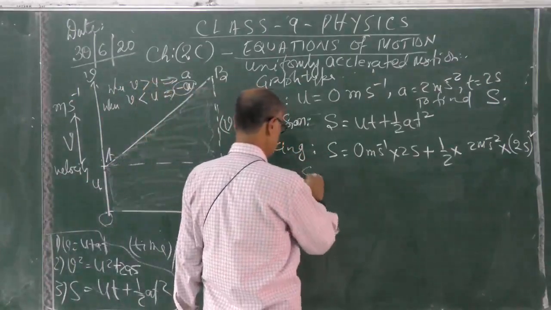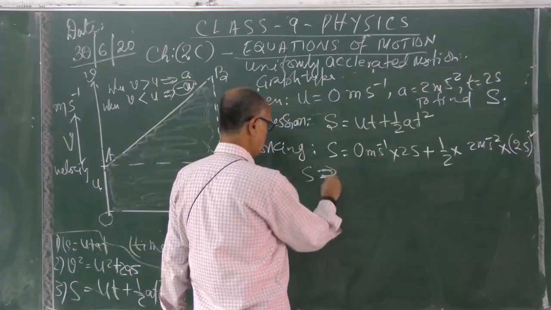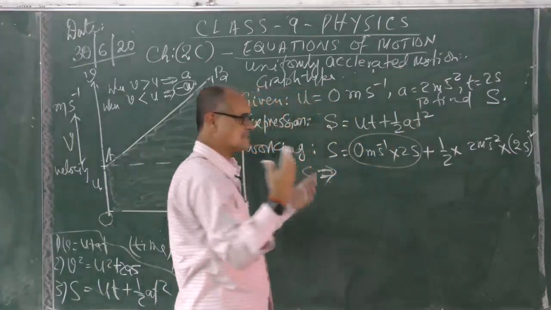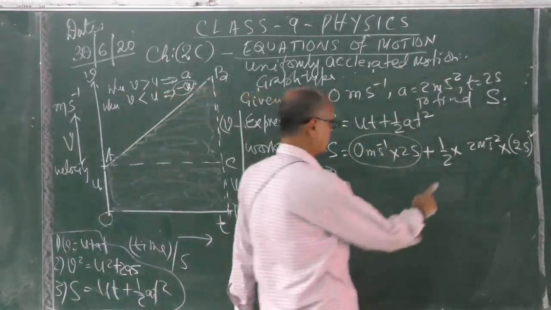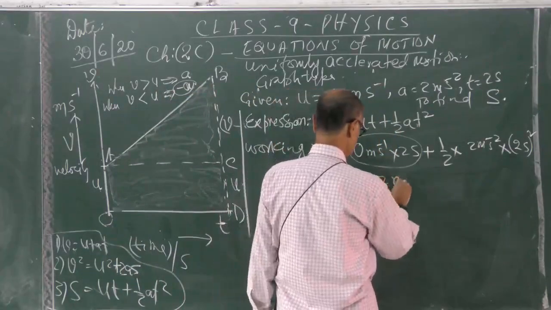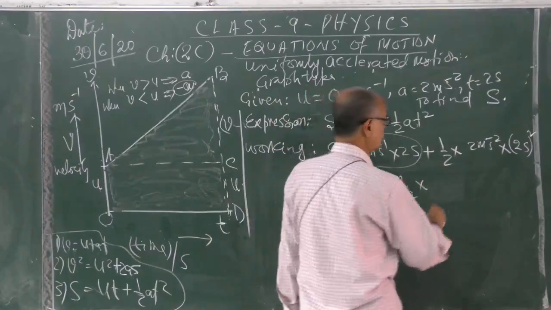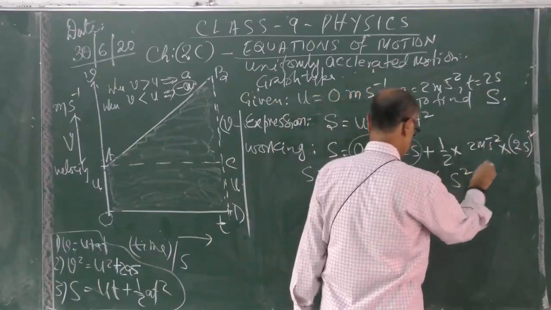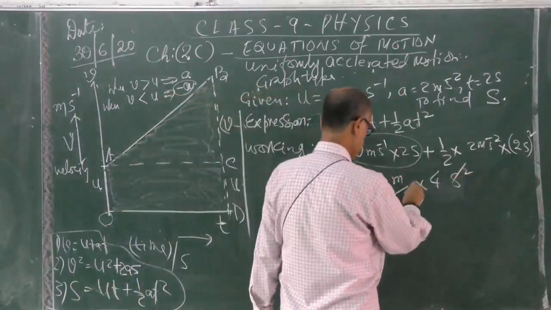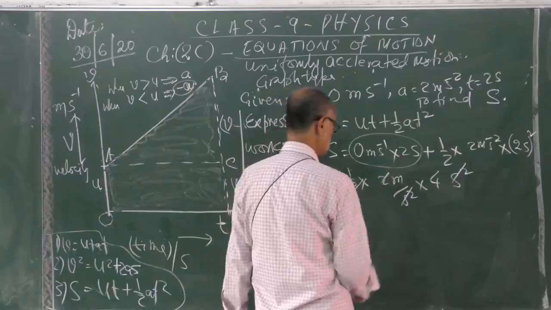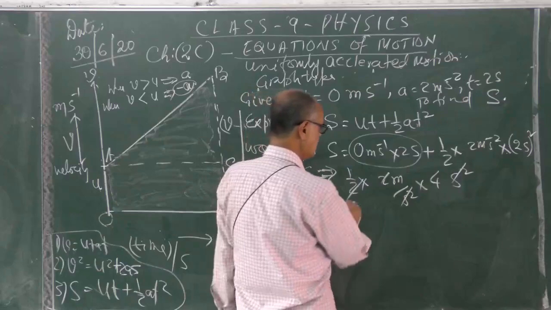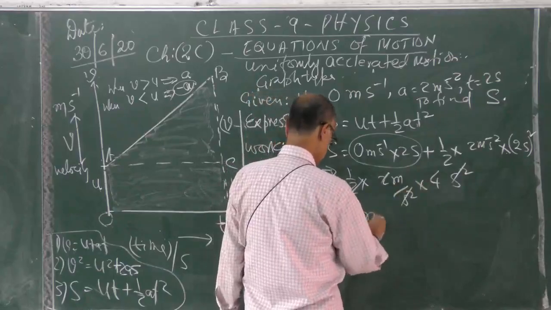So the working should be shown. Multiplying by 0, this term will vanish. It will disappear. Whatever it is, it will stand only as 1 by 2 into 2 meter per second square into 2 to the power 2, which is 4 second square. The units will cancel. 2 and 2 will get cancelled. So you are getting the distance traveled as 4 meter.